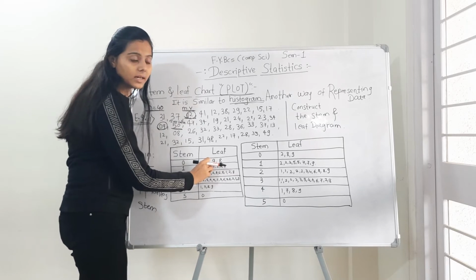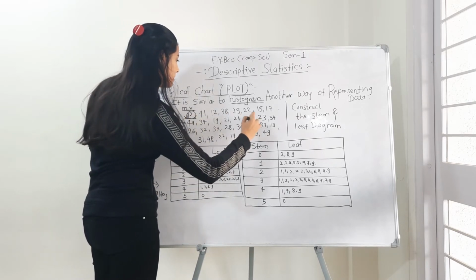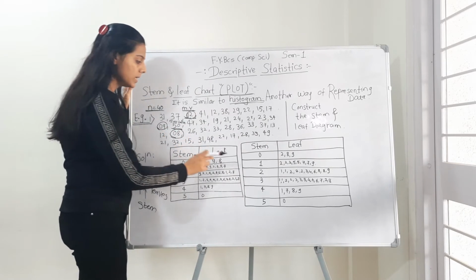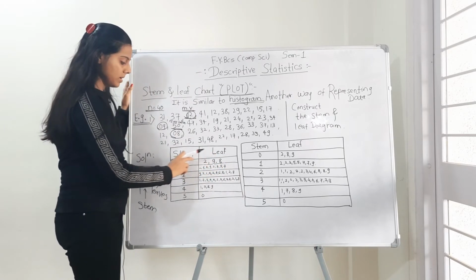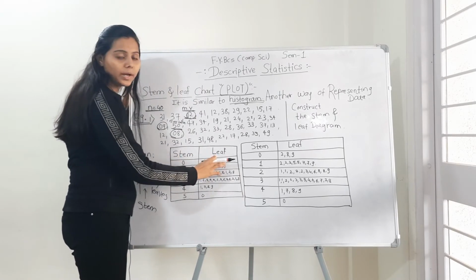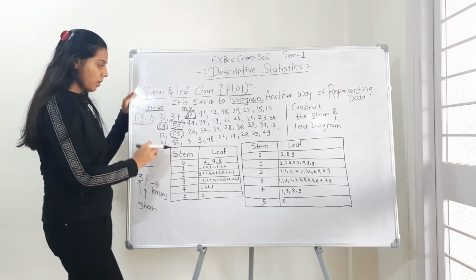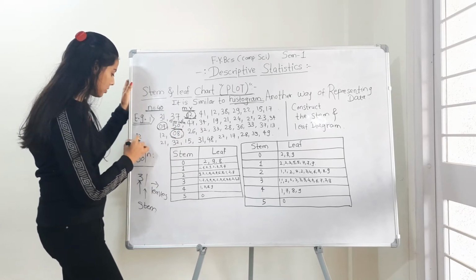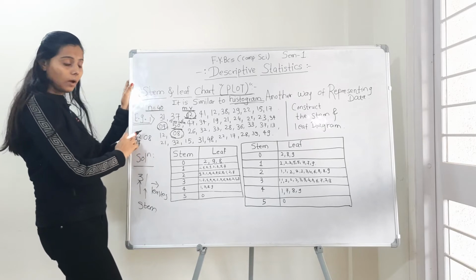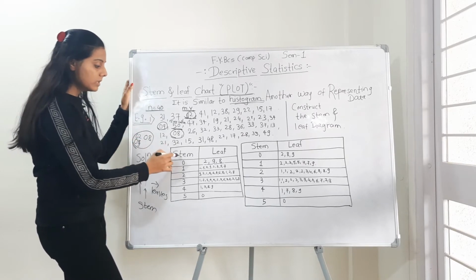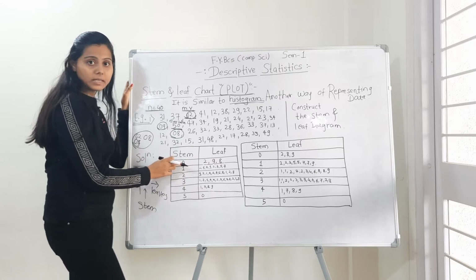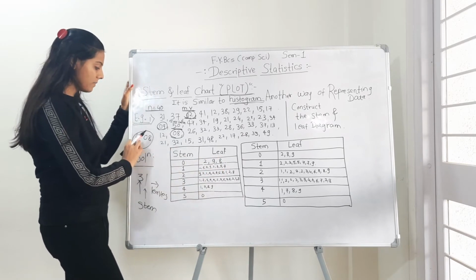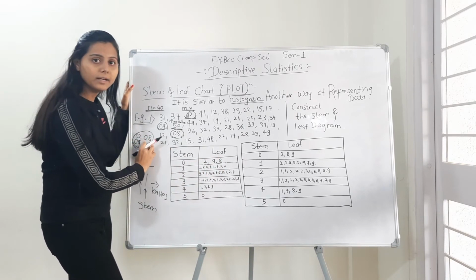Write down that 9 here. Again see one by one: 23, 34, and again a number starting with 0 is 08. Write down this number here: 02, 09 and 08. So for these three numbers, the 0 indicates your stem and these are your leaves, that means 2, 9 and 8.